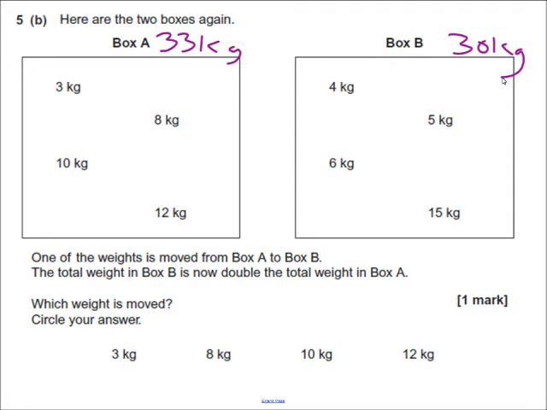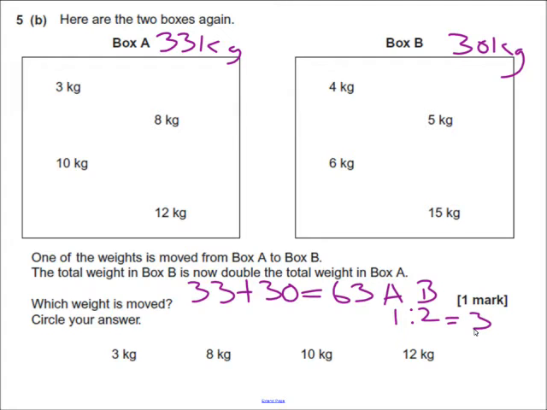So we have a total weight of 33 kilograms plus 30, giving us 63 kilograms in total. And we need to split that between box A and box B in the ratio of 1 to 2, because box B is going to weigh twice as much as box A. So it means we have 3 parts. So our 63 kilograms needs to be divided by 3, and it tells us that 1 part is worth 21. So I need box A to equal 21 kilograms and box B to equal 42 kilograms.